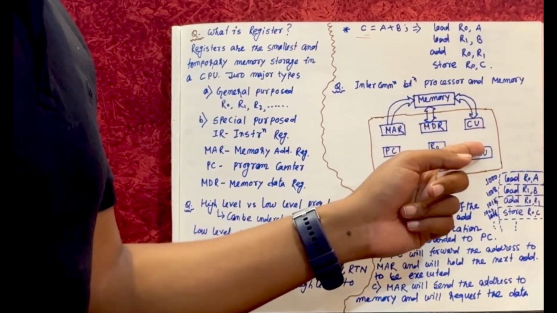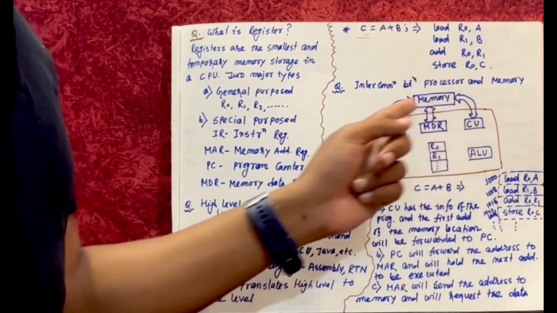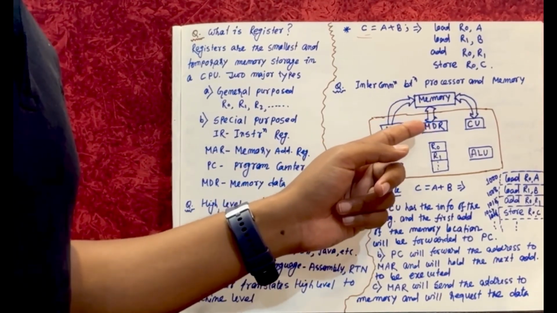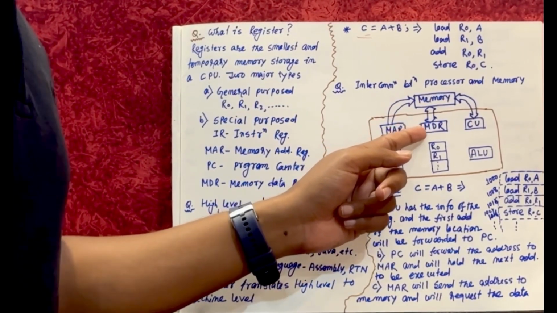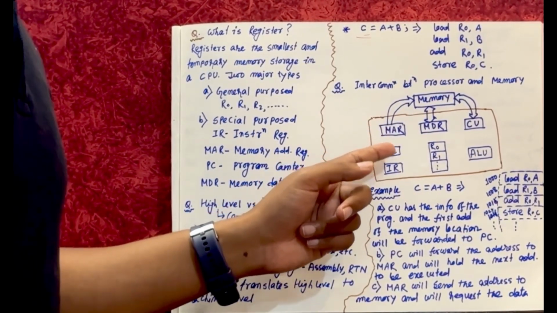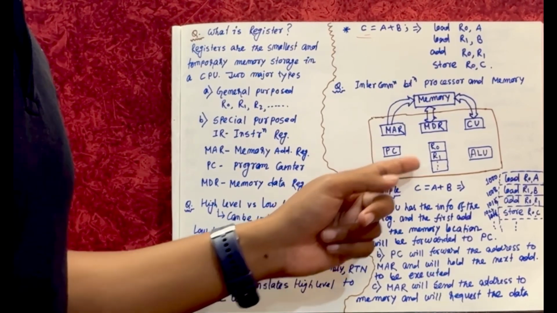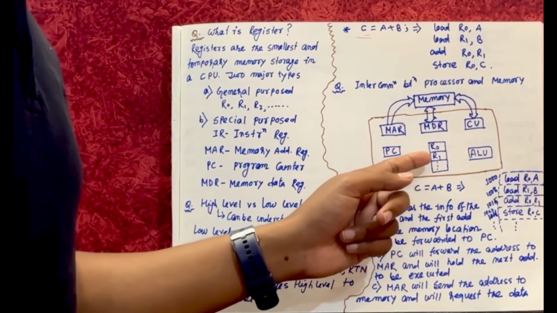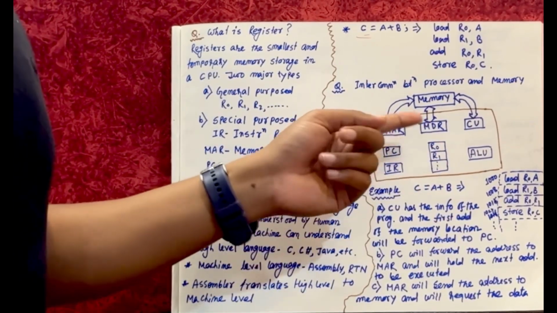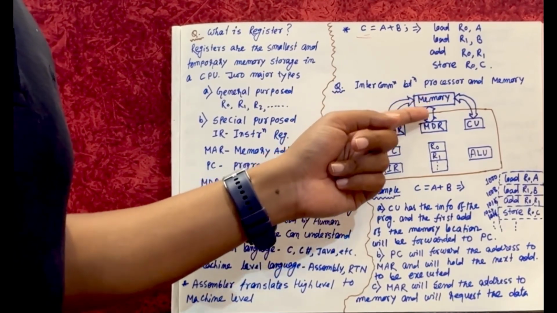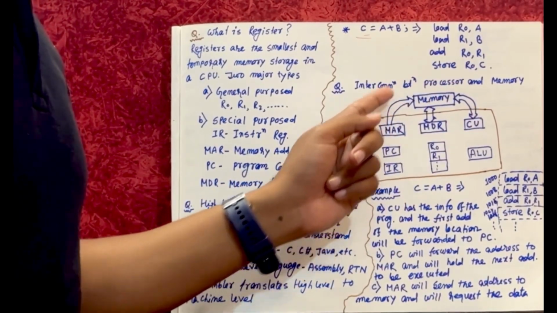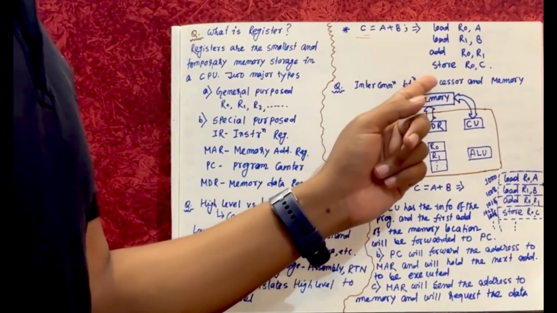So apart from CU and ALU, I have written down some of the most important registers here. What are the important registers I have considered? MDR, which is the memory data register, MAR, memory address register, PC, program counter, IR, instruction register, and there are several general purpose registers, like R0, R1 and so on. And if you see the connections, MDR to memory is a two-way connection. CU to memory is a two-way connection. From MAR to memory, it's a one-way connection.